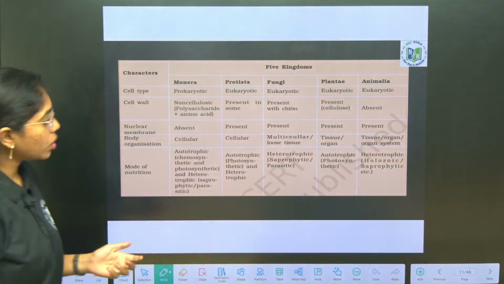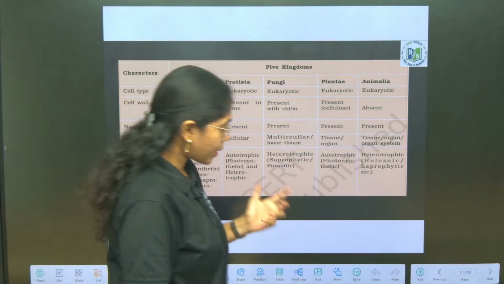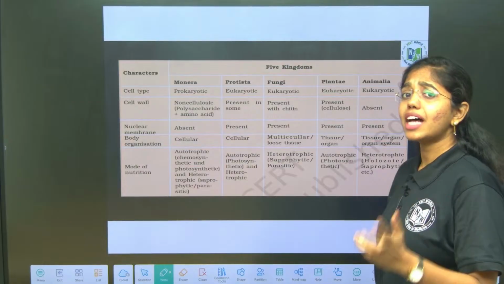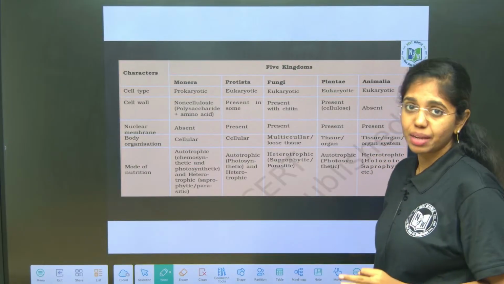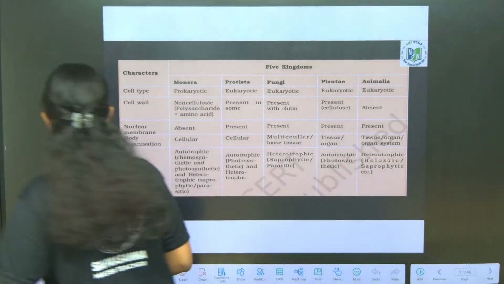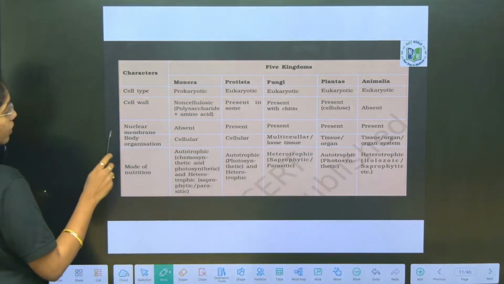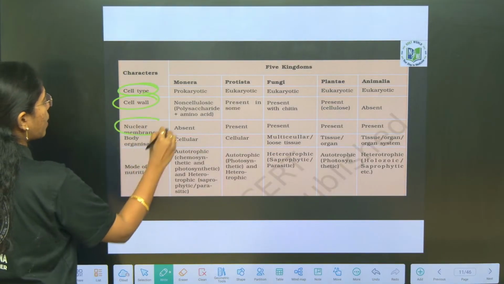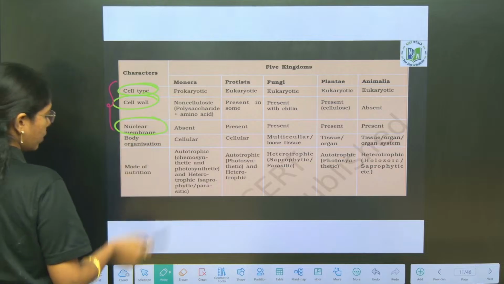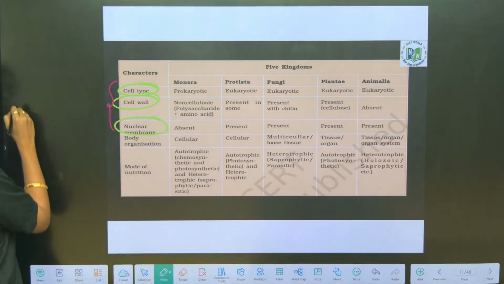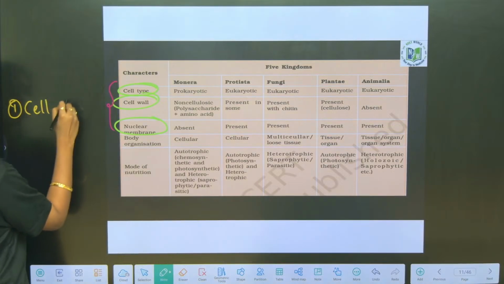So this is the table which is given in our text, which is very important. Many times you are asked direct questions from this table itself. But one minute point that you have to notice in this table is that cell type, cell wall and nuclear membrane, all three of them come under cell structure only. That is the first criterion, which is cell structure.